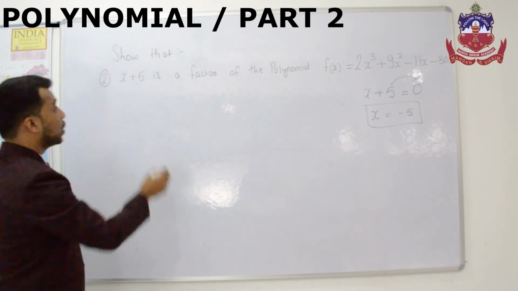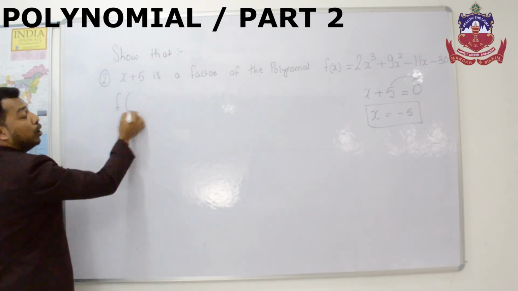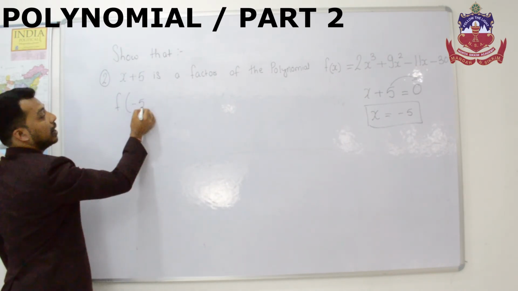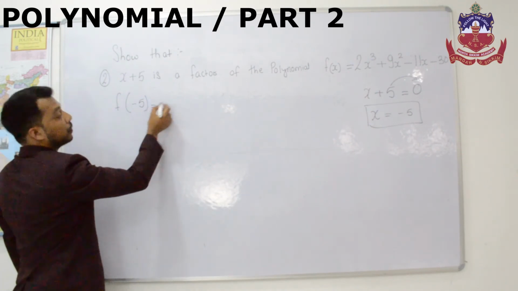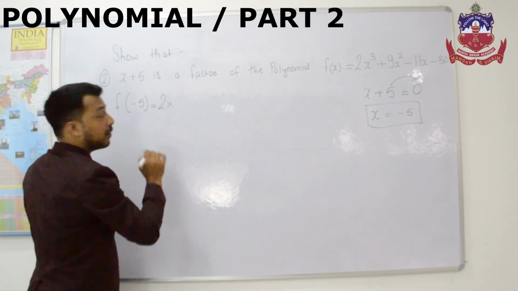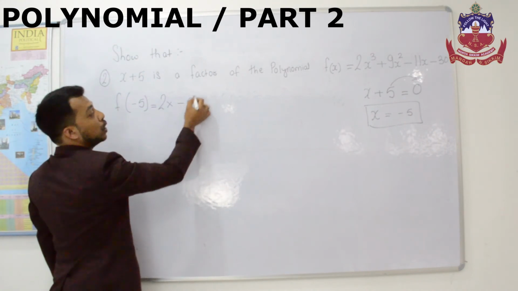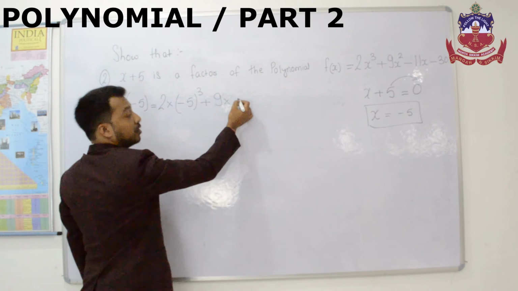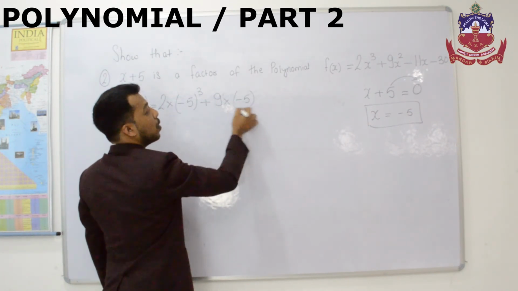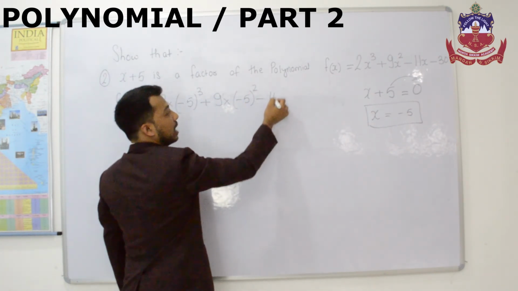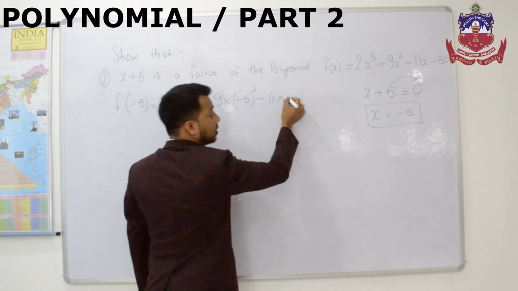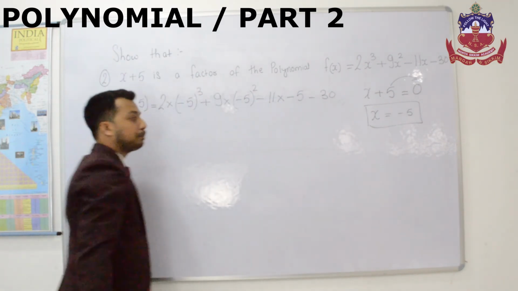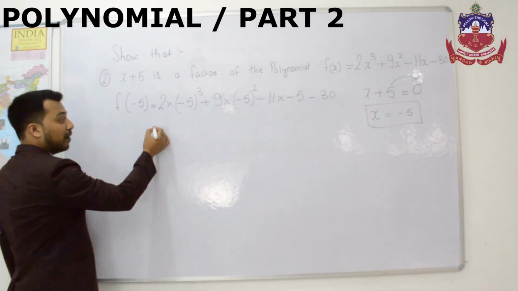Now with that value we will substitute in the given polynomial, that is f(x). Now instead of x we are going to write its value, that is minus 5. f(minus 5) equals 2 into, instead of x we write its value, so minus 5 to the power 3, plus 9 into minus 5 to the power 2, minus 11 into, instead of x its value, that is minus 5, and the 30 will remain the same. In the next step, let's simplify the powers.